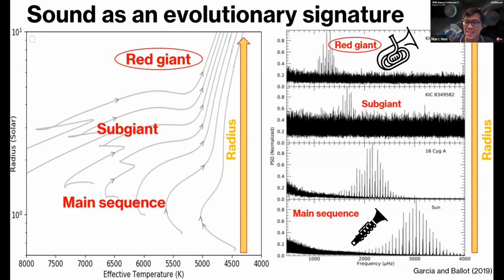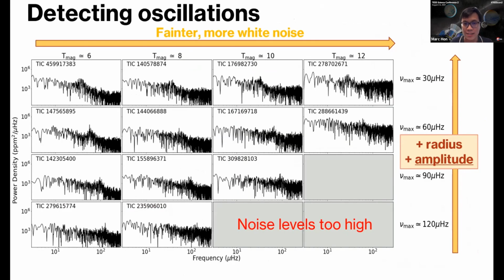What I mean, of course, is that the oscillation amplitudes for giants are much larger compared to stars on the main sequence. And this makes it easier for us to identify the presence of oscillations in red giants. So the oscillation amplitudes scale with the radius of the star. And this is important when we want to probe farther out into the galaxy, because stars that are farther away would have fainter magnitudes. And this would mean that the white noise levels in the power spectra will rise.